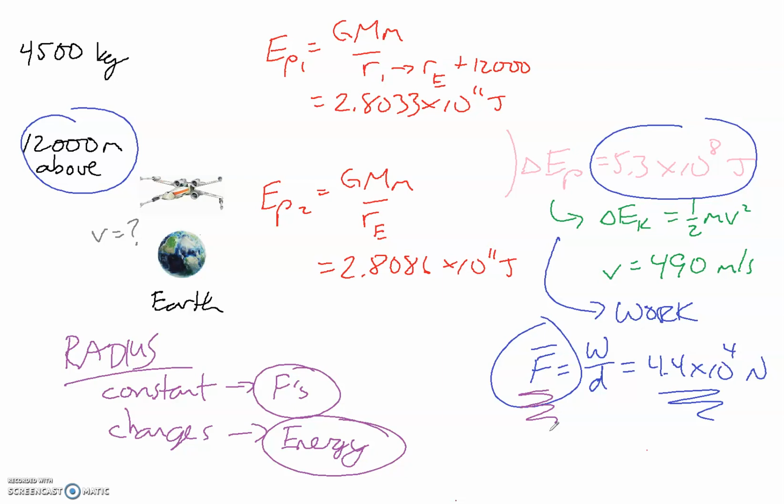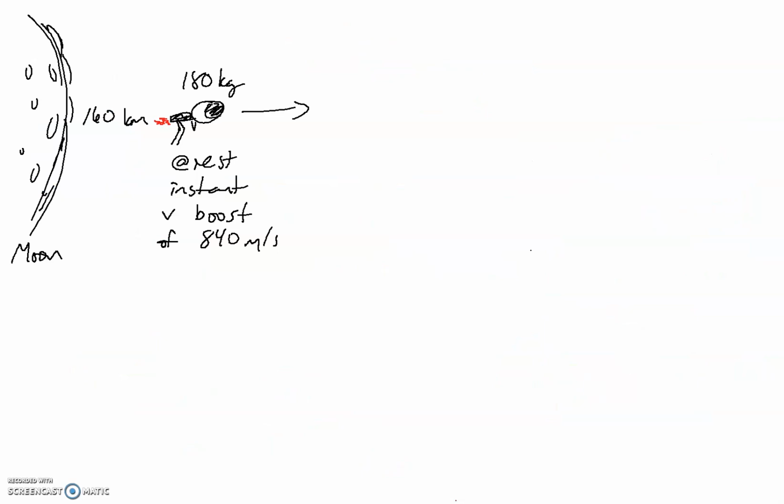Okay, so let's look at another situation and get some more practice with this. Here we have a 180 kilogram astronaut with a little jetpack on, and he's 160 kilometers away from the surface of the moon, and he's at rest. And he's got a little magic jetpack that's going to give him an instant speed boost of 840 meters per second, which is only going to last for an instant in time, and we're not going to worry about the acceleration killing him or anything like that. So just a nice little idealized situation.